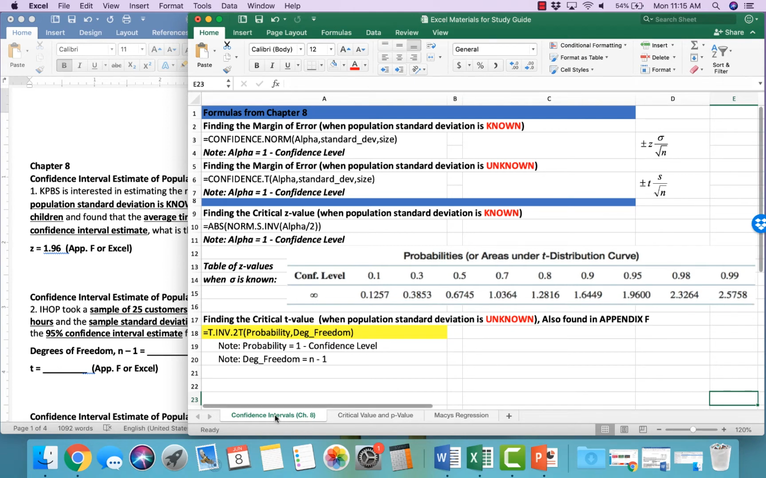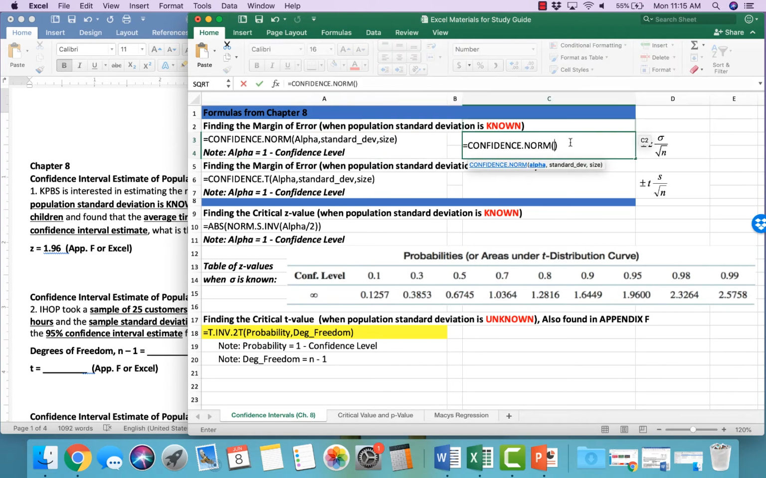So here we are on the chapter 8 tab, and up at the top we have two formulas for finding the margin of error. One is when we know the population standard deviation, and one is when we don't. And if you'll notice towards the right here, I also have the formula for the margin of error. In problem 1, we know the population standard deviation, so we're going to use the formula up here, which is based on the normal distribution. That's why it says equals CONFIDENCE.NORM.